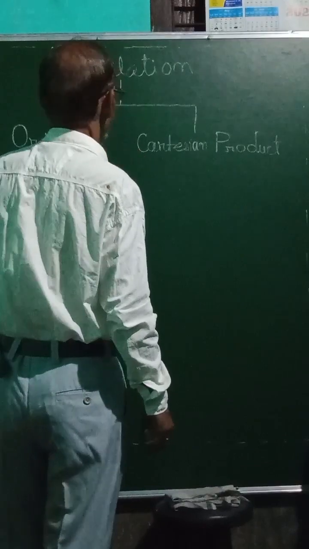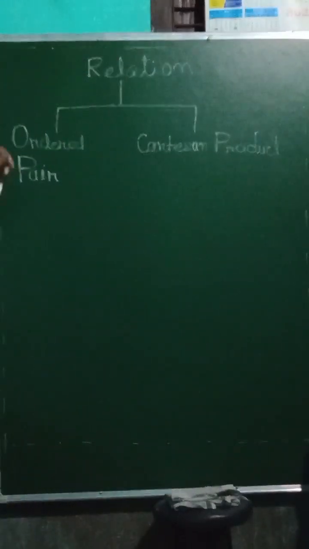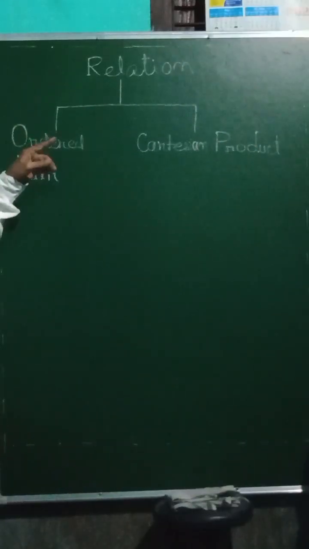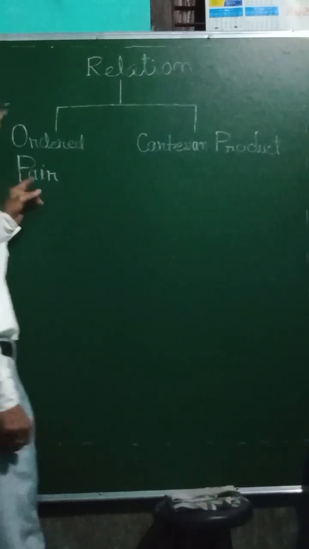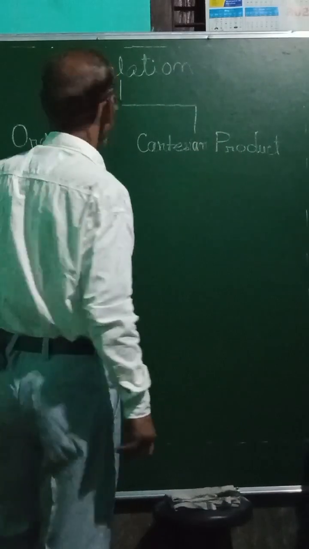Today in our first lecture we are going to discuss relations. But to understand relations, we need to understand two more terminologies: one is ordered pair and the other is Cartesian product.